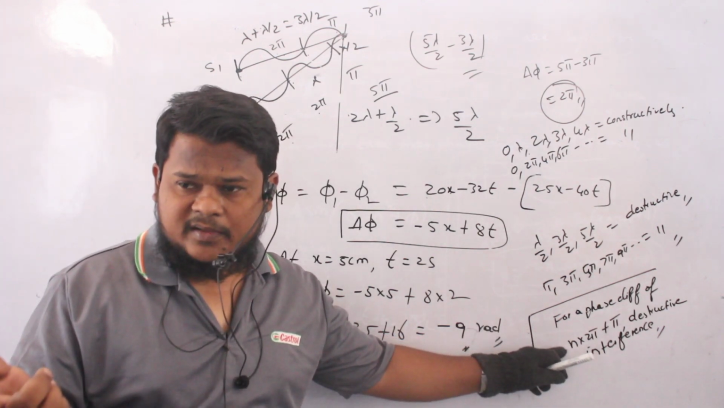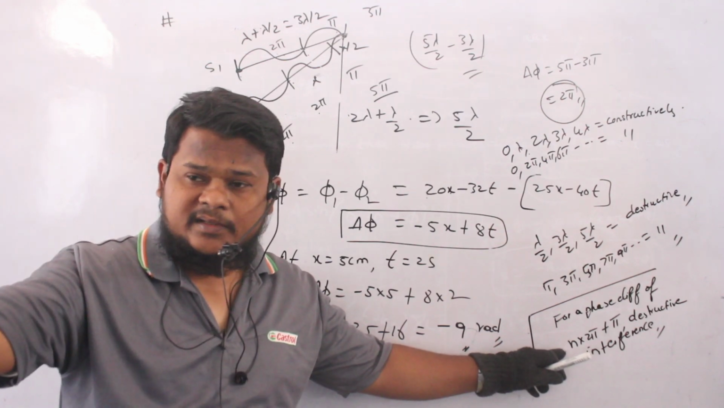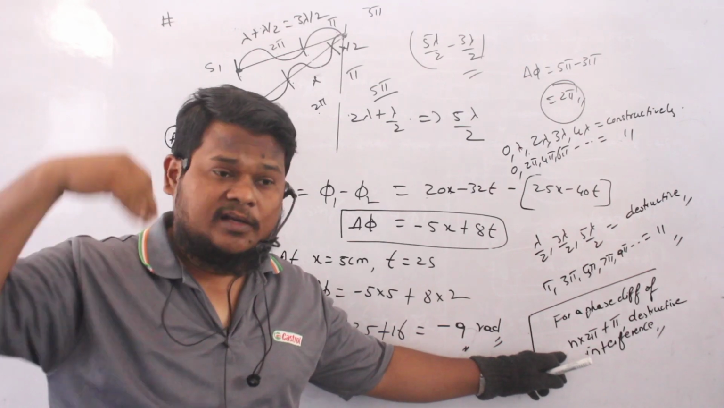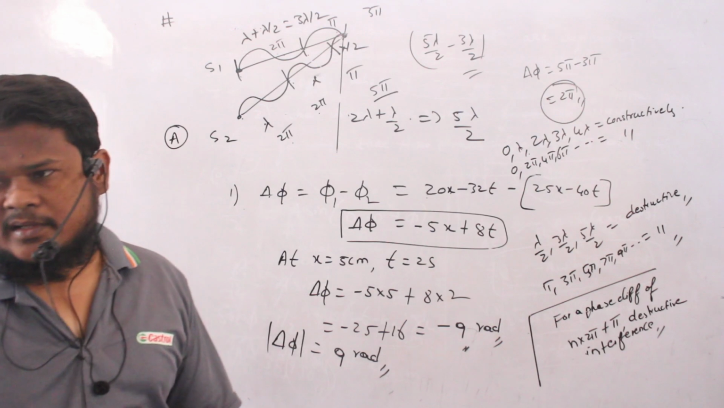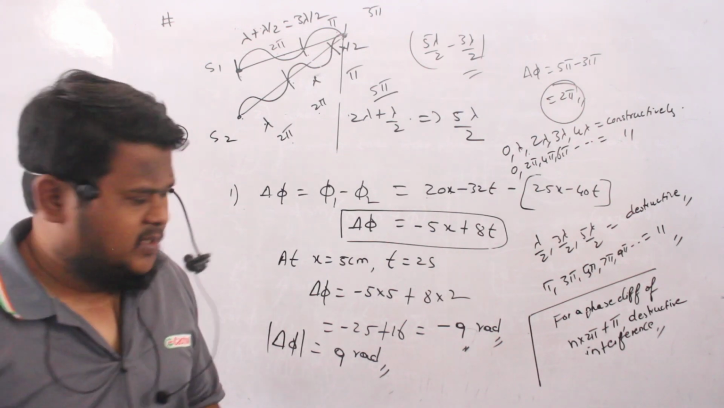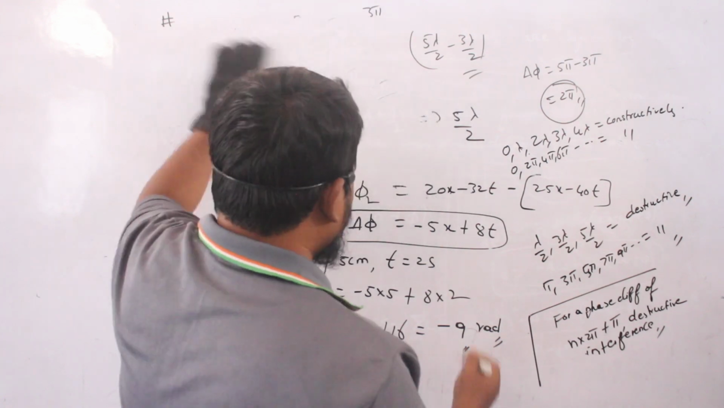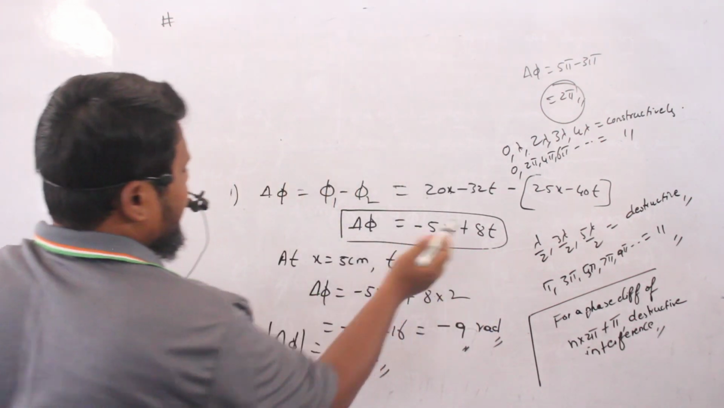Okay? So therefore n plus 2 pi plus pi, so that is after a phase of n plus 2 pi, that is for a phase difference of n plus 2 pi plus pi. So what should be my phase difference? The general relation we have already calculated, no? So minus 5x plus 8t. Okay, so let us equate both of them.